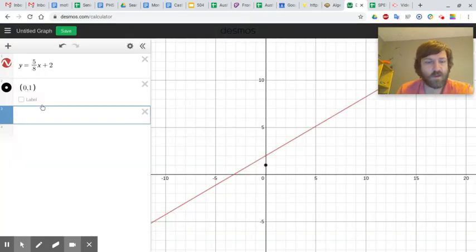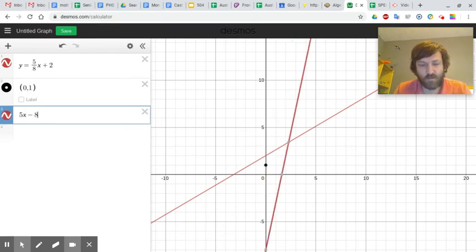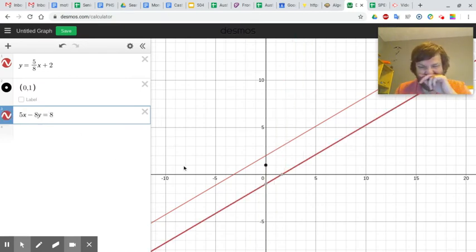5x minus 8y equals 8. Okay, so that's a parallel line, right? Not perpendicular. So that's not the answer. So that one's pretty easy in terms of knowing what to do on that one. So that one's no good. So we'll jump down to the next one.